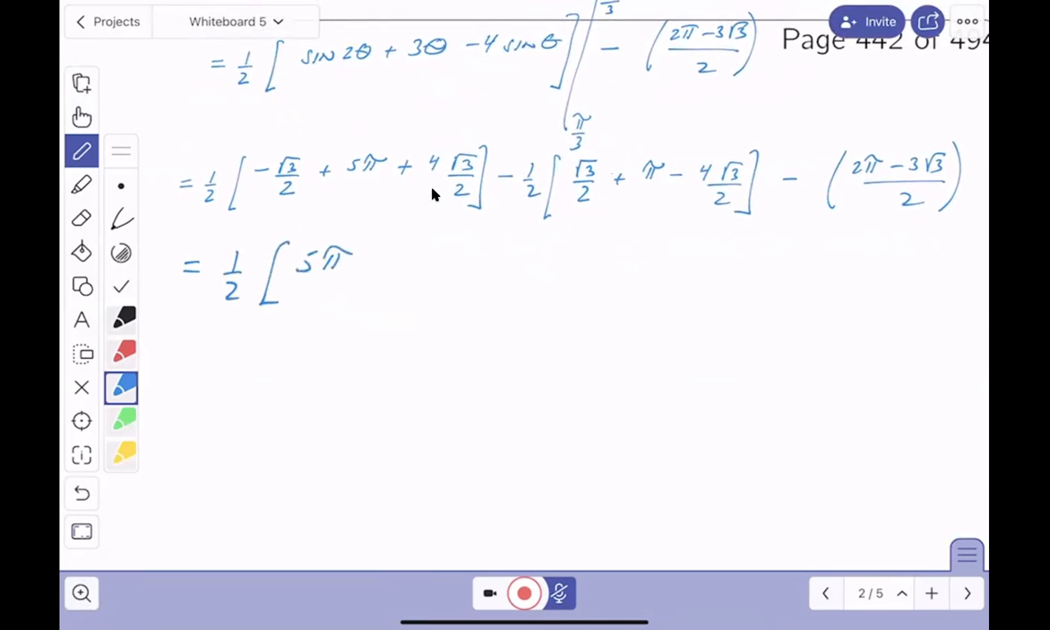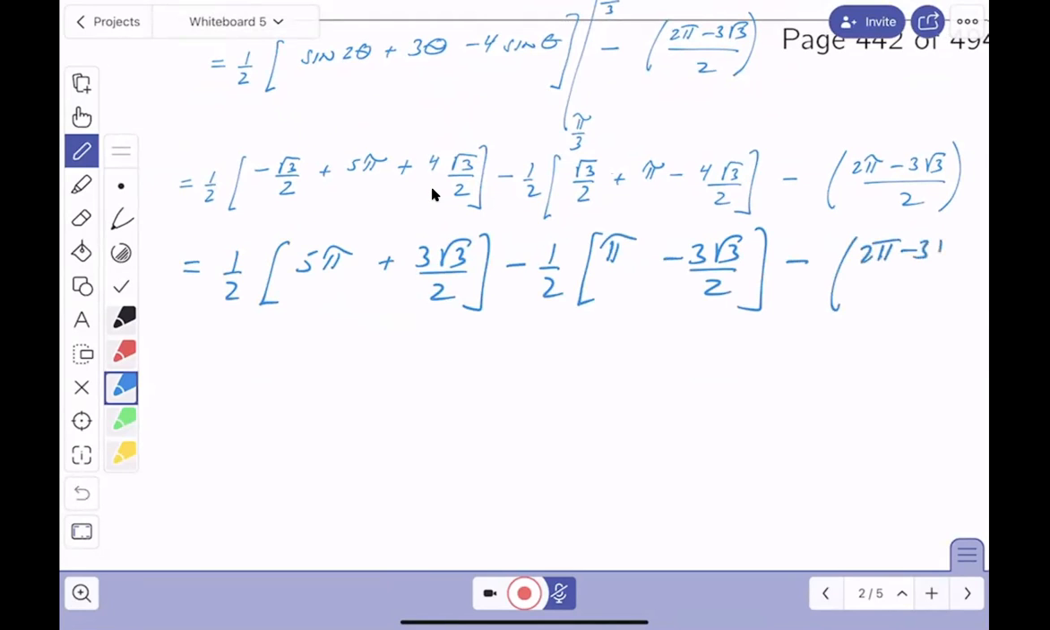That's 5 pi plus 3 root 3 over 2 minus 1/2. This is minus 3 root 3 over 2. We get a pi there. I didn't make any mistakes there. Then minus 2 pi minus 3 root 3 over 2. Yeah, it's like a big job, doesn't it?